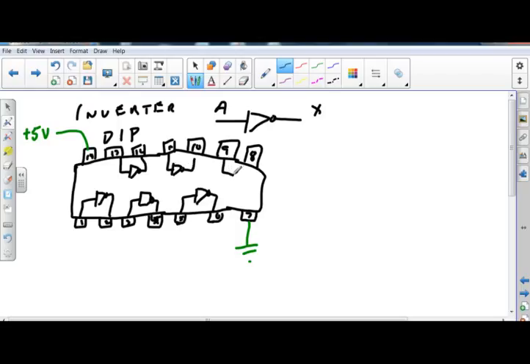Now take your book and open it to the front cover. You see that in the front cover you have the 7404 inverter chip looking exactly like I drew it on the board. So the 7404 is the inverter chip, TTL logic, plus 5 volts on the input, and we're going to use that for lots and lots of things.